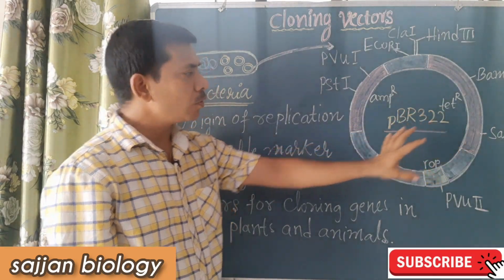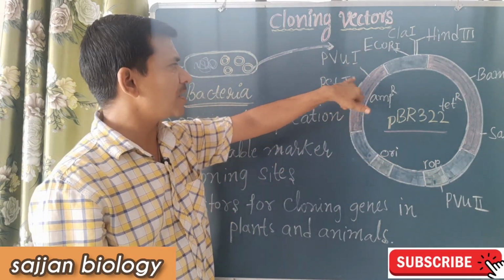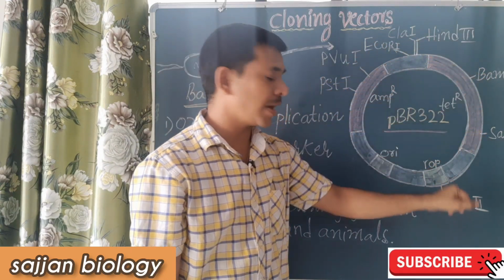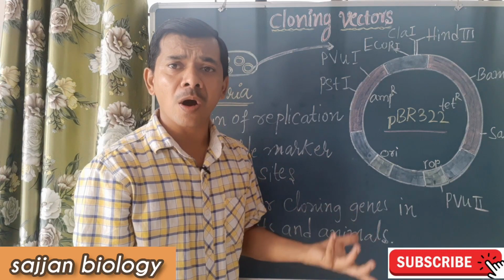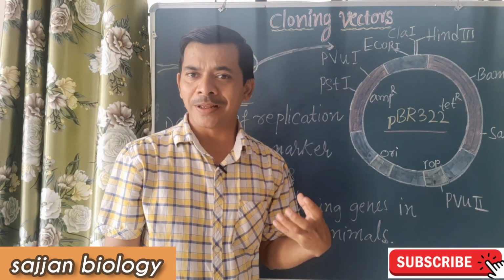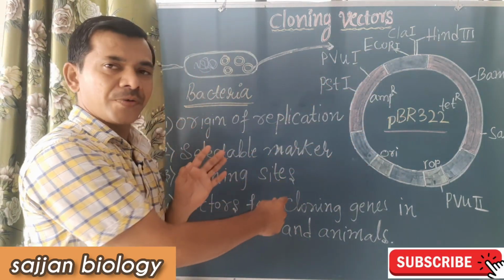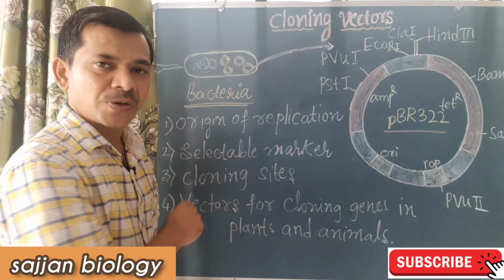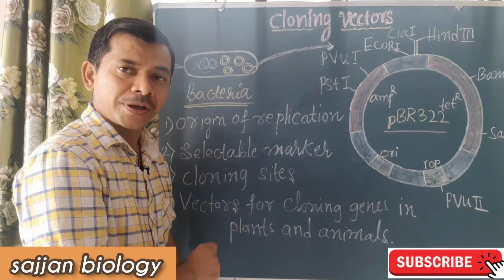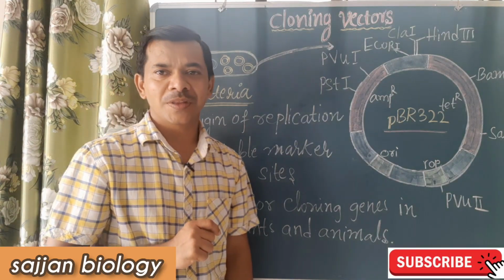When you look into the plasmid of this diagram, you can see PstI, PvuI, EcoRI, ClaI, HindIII, BamHI, SalI and PvuII. And what are all these things? These are nothing but what we used to call cloning sites. So when you look into the plasmid diagram, these are the features we are going to study. The first one is the origin of replication, the second one is selectable markers, the third one is cloning sites, and the fourth one is vectors for cloning genes in plants and animals.